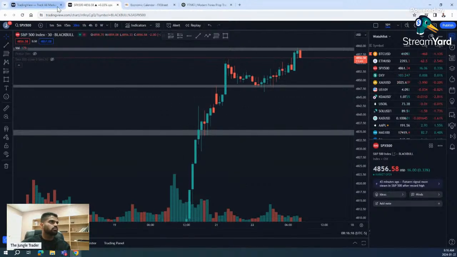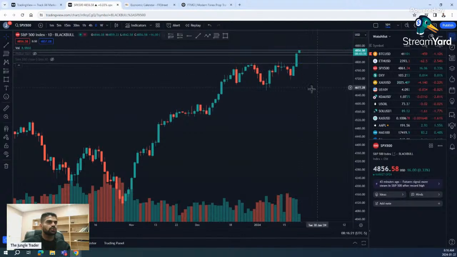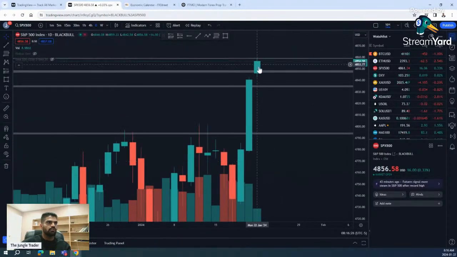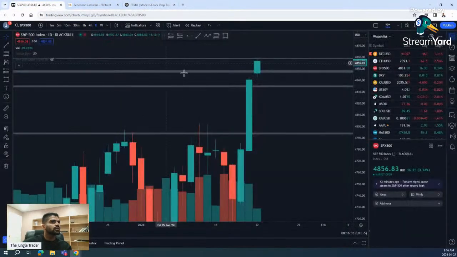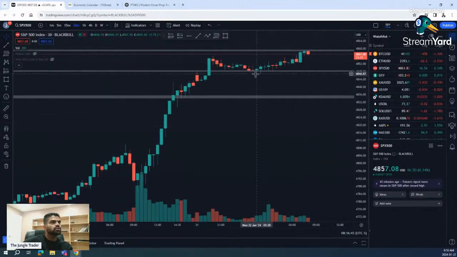But ideally, what would be the best case scenario is, let me zoom in a little bit here, is we come back, retest the low, which is 48.42. It's not too far. I'm just gonna go on a lower time frame. It's actually all the way here. Just gonna draw a line.